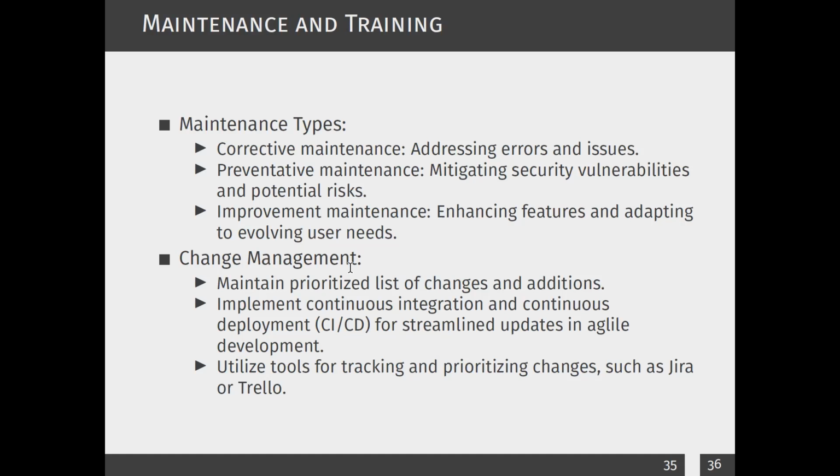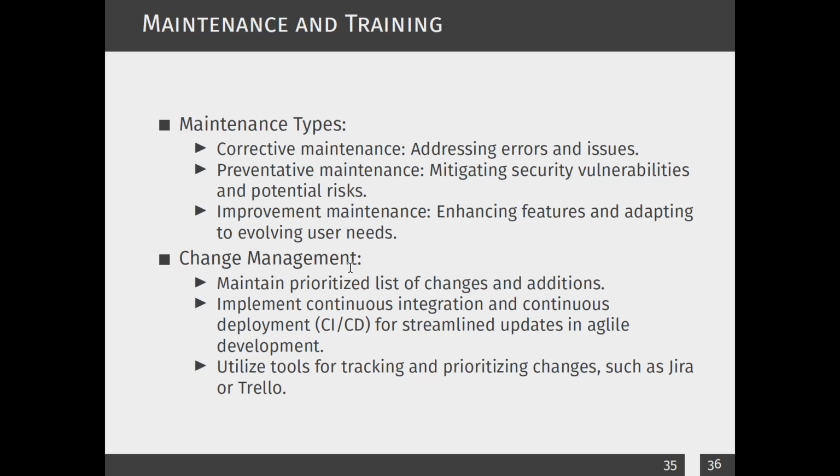Then the second one is preventive maintenance, right? I think we have a separate topic on this, especially when we have safety critical systems. Let's say you are developing a piece of software to send a spacecraft to space. You cannot correct errors while you are sending a ship to space. So we have to prevent any errors. That is what we call preventive maintenance, mitigating security vulnerabilities and potential risks. This is very, very important in developing safety critical software systems.